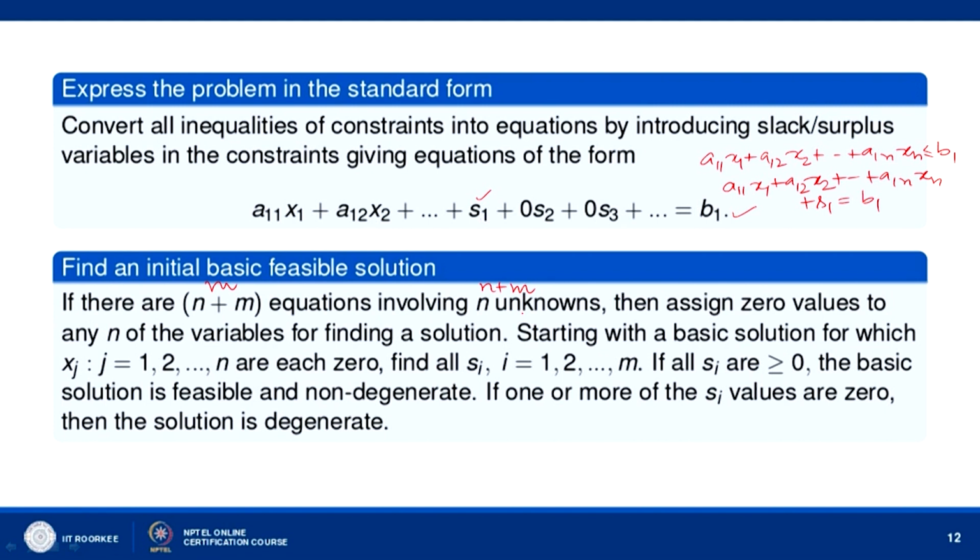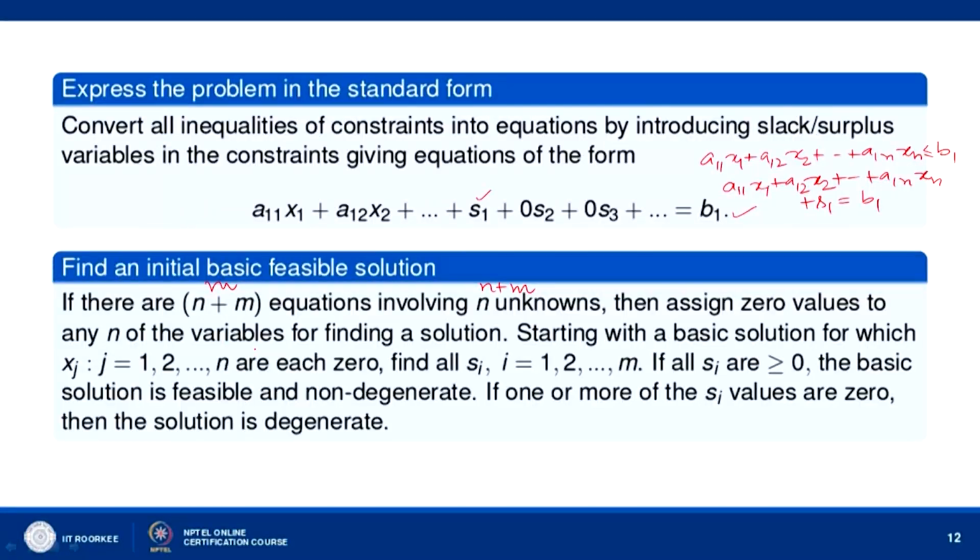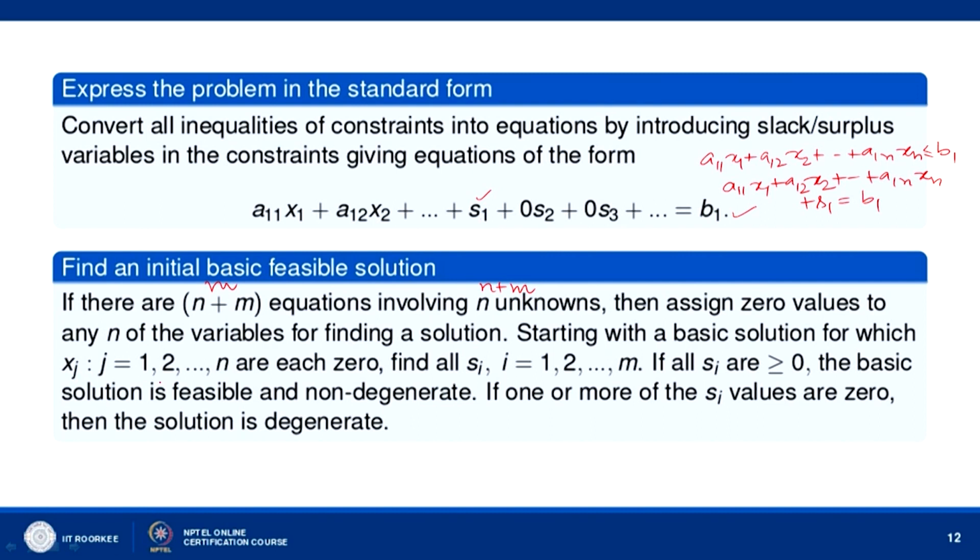If a unique solution exists there, then we will find it. So, if there are m equations involving n plus m unknowns, then assign 0 values to any n of the variables for finding a solution. So, when you put n variables as zeros, then we will have m equations involving m unknowns. So, we will then find a solution. Now, starting with the basic solution, what we will do? We will choose n variables x1, x2, xn each to 0. We will take x1, x2, xn to be equal to zeros and then find all Si, i equal to 1 to m.